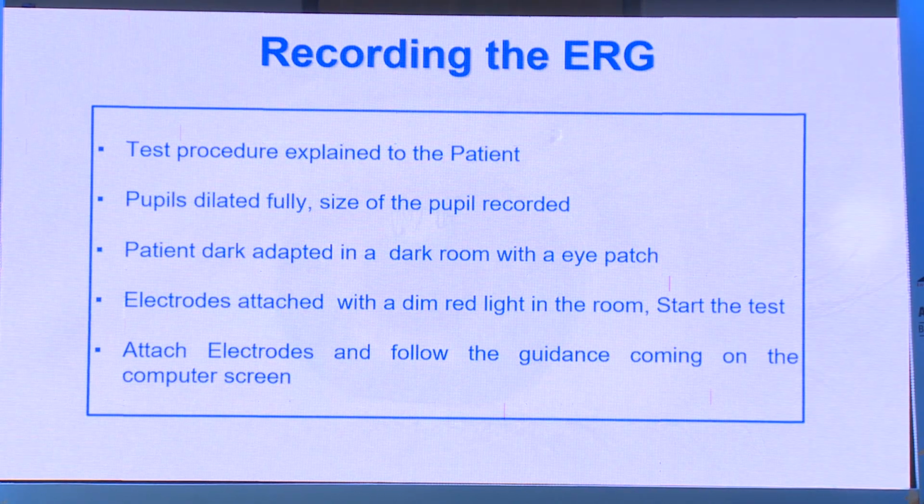For recording the ERG, the test procedure is first explained to the patient. Pupils are fully dilated, and the size of the pupils is recorded. The patient is dark adapted in a dark room with an eye patch, the electrodes are attached with a dim light in the room, and we start the test. Attach the electrodes and follow the guidance coming on the computer screen.